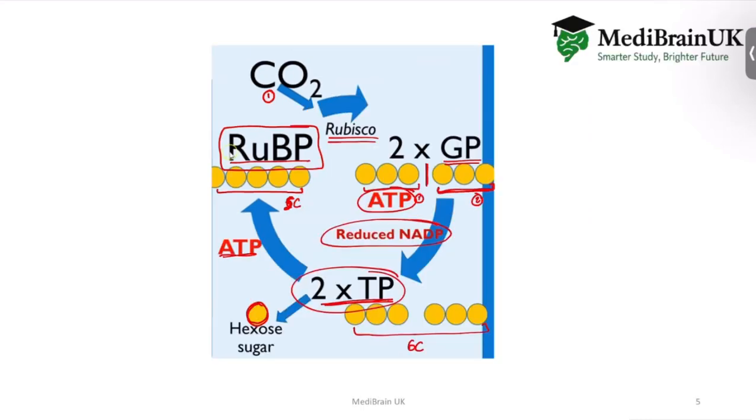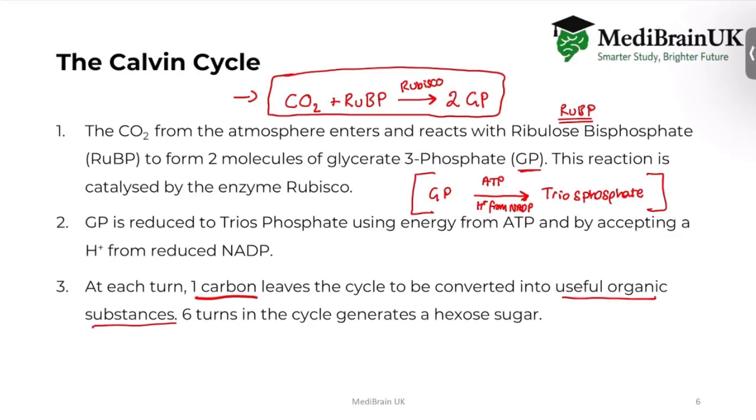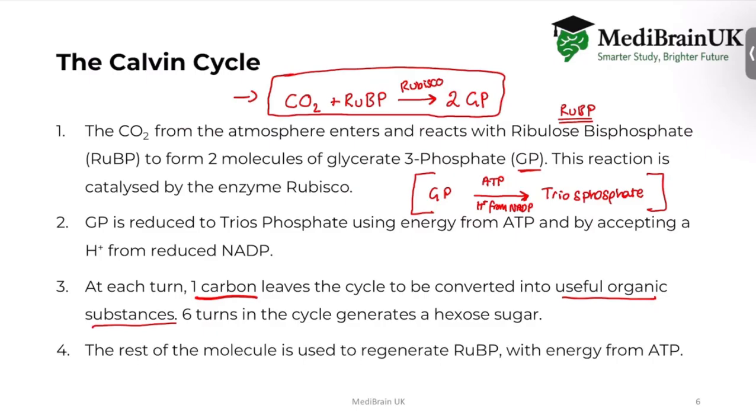Okay, so that's basically the whole process of the Calvin cycle. Okay, I think there's one more step. Yeah, the rest of the molecule is used to regenerate RuBP with energy from ATP. That's what we've just looked at.